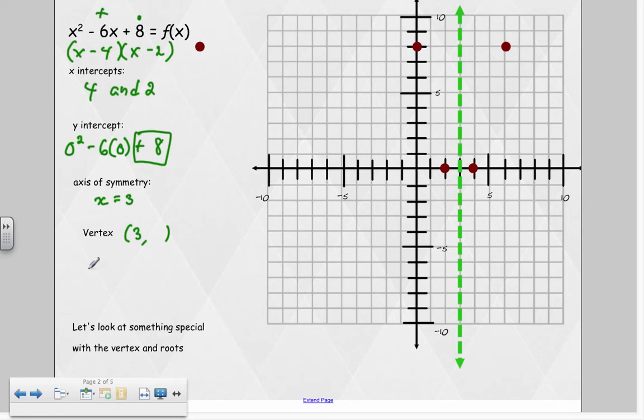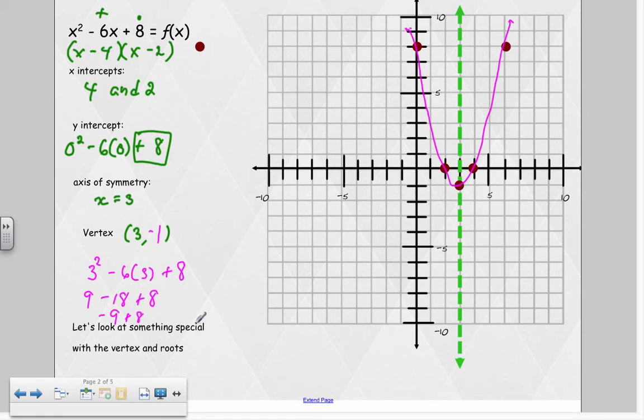All right, I'm going to put 3 into this equation so I can figure out my y value of my vertex. All right, 9 minus 18 plus 8. 9 minus 18 is negative 9 plus 8. So my y value must have been negative 1. 3, negative 1. All right, so when I finally go to draw my lovely parabola, it would look like this.